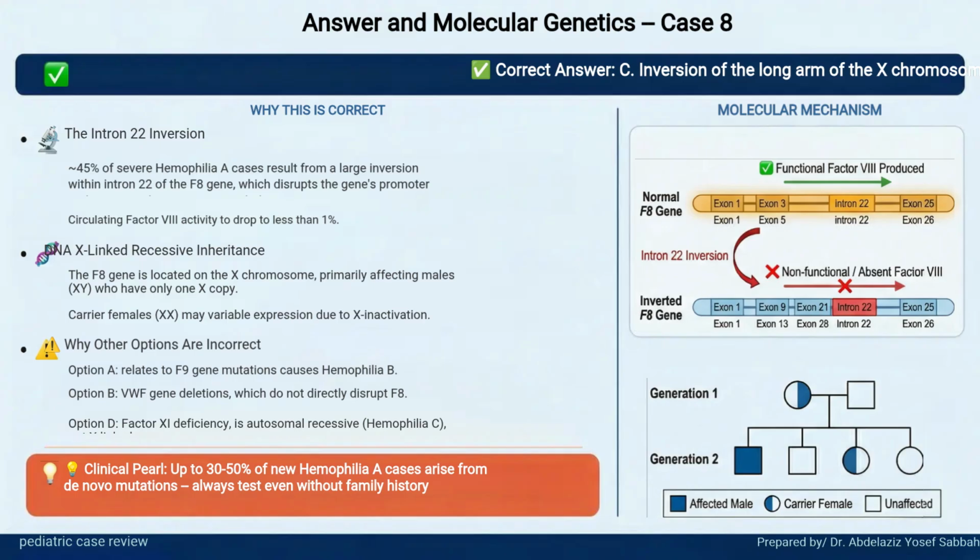Option A relates to F9 gene mutations, which cause hemophilia B, not hemophilia A. Option B describes von Willebrand factor gene deletions, which do not directly disrupt F8. Option D describes factor XI deficiency, which is autosomal recessive and is hemophilia C, not X-linked. An essential clinical pearl: up to 30 to 50% of new hemophilia A cases arise from new mutations, so genetic testing should always be performed even without a family history.